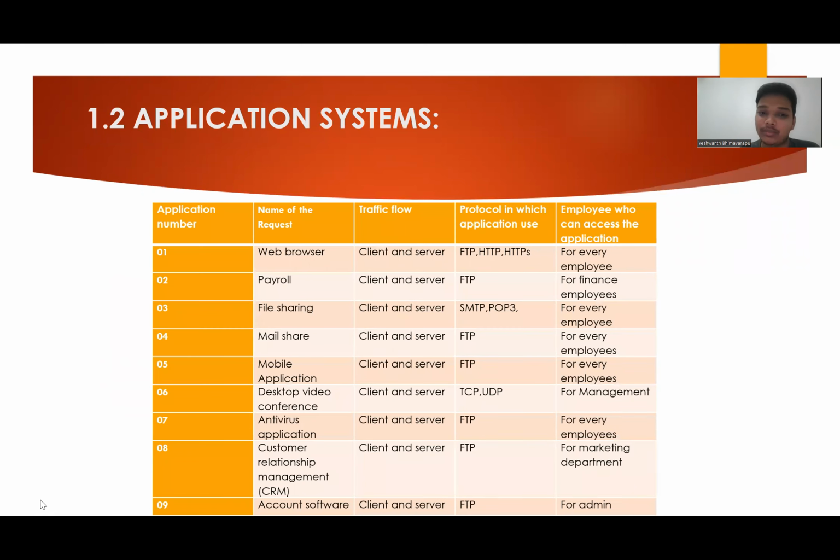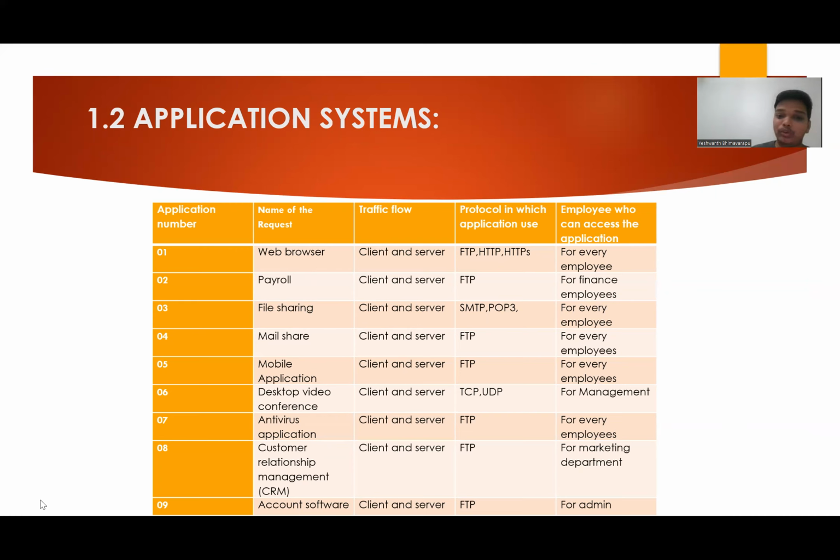When you see the application system, these are the applications that I used for my design. As you can see, the major requests I provided here are web browser, payroll, file sharing, mail share, mobile application, desktop video conference, and antivirus application. I also maintain customer relationship management, CRM, and accounting software. Each has its own flow, protocols and employees.